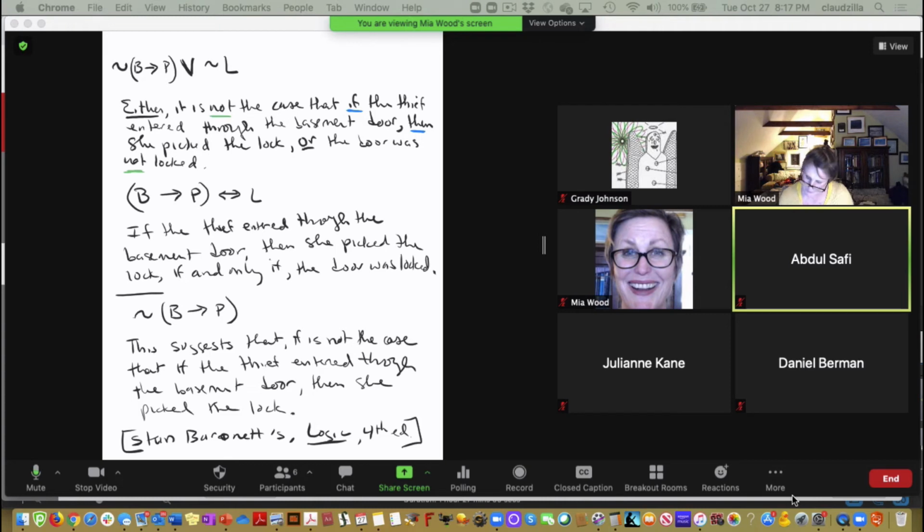Okay, so here, let's see, I was doing blue for if then. So if the thief entered, then pick the lock, and then if and only if, right? And then our conclusion, we have it is not the case. And then we have the if then. Now, a question that you might ask is, why do we have the parentheses where we do? Let me know if that's something that you want to talk about.